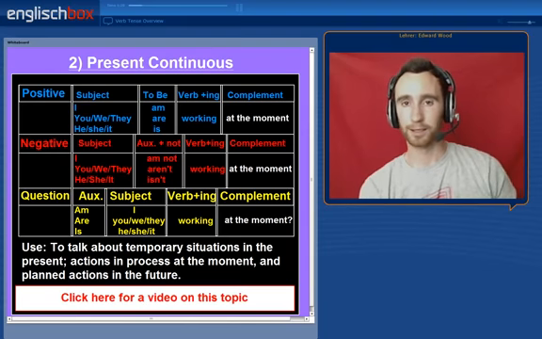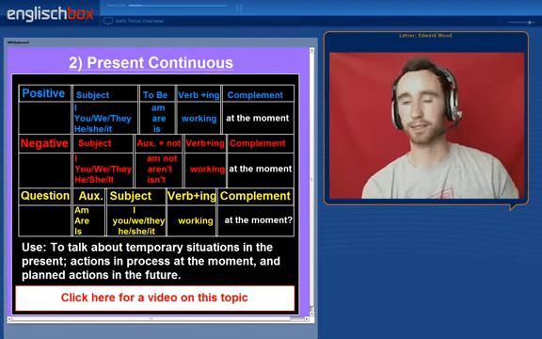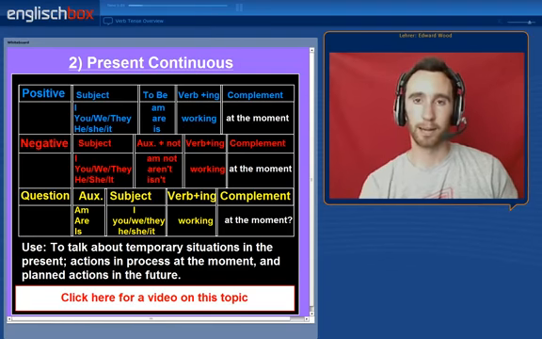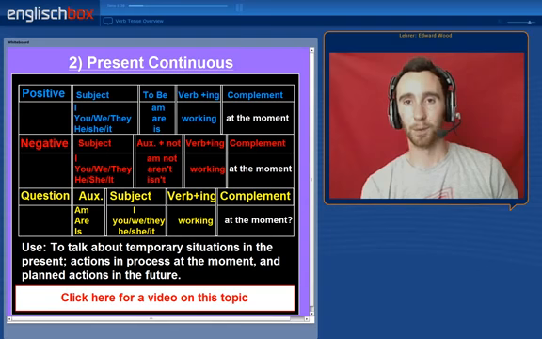Moving on to the present continuous. We use the present continuous to talk about temporary situations or actions in process happening in this moment. We can also use it for planned actions in the future when we use a time expression with this tense. And so we form or structure this tense in the following way.